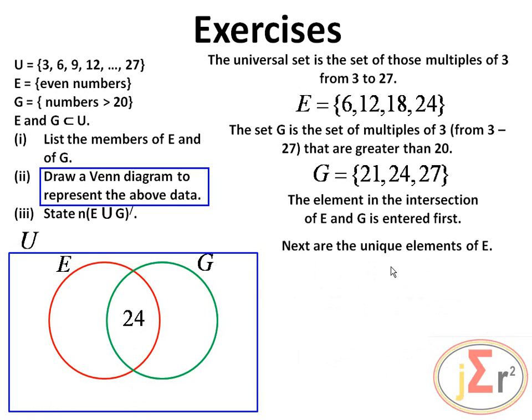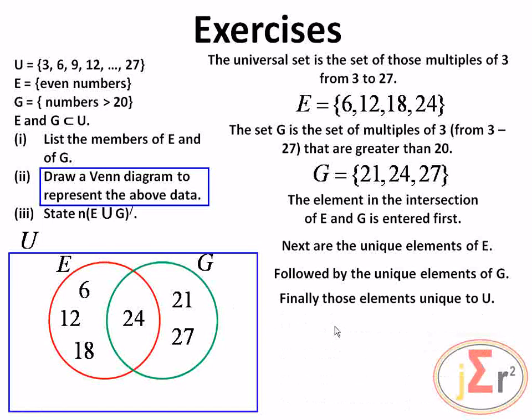Next, we have the unique elements of E. So, the elements that are not a part of the intersection but are contained in E, they will be next. Of course, we will follow that by the unique elements of G. So those elements of G that are not in E, they will go next. Finally, those elements unique to the universal set, that is, the elements that are in the universal set, but they are not in E and they are not in G.